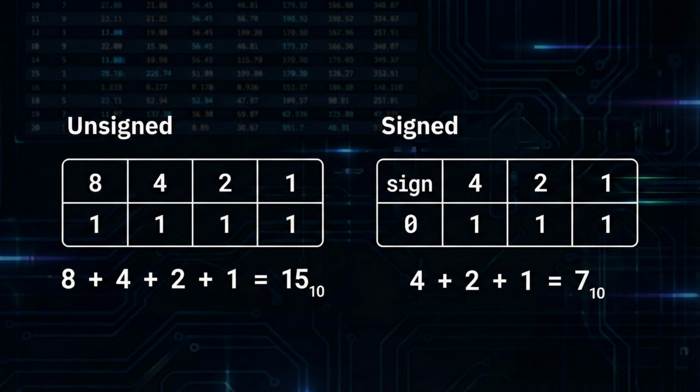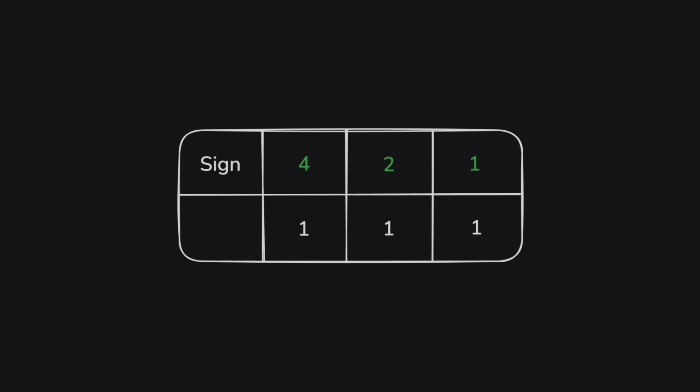Okay, first let's talk about the most fundamental part, signed and unsigned. An unsigned integer is simple and straightforward. All bits represent magnitude. A signed integer is different. The first bit is borrowed to represent the sign, where 0 means positive and 1 means negative, while the rest of the bits represent the magnitude. Let's see it in action.